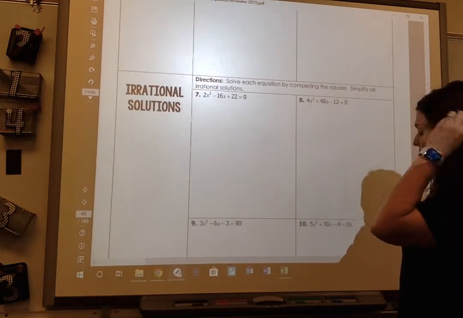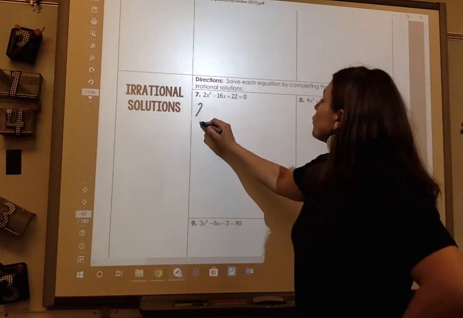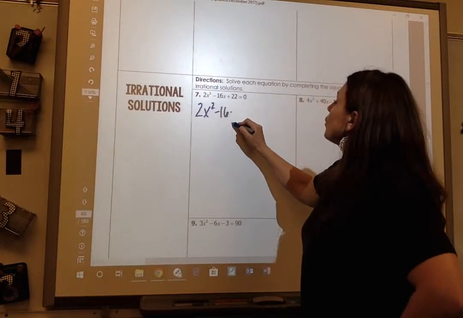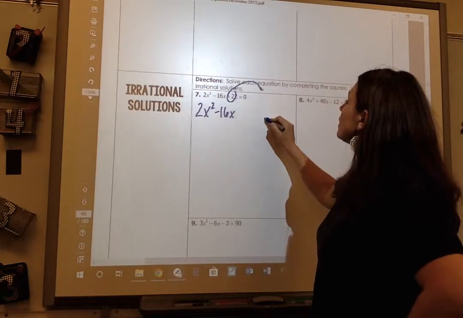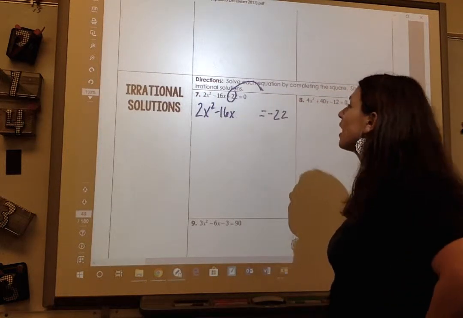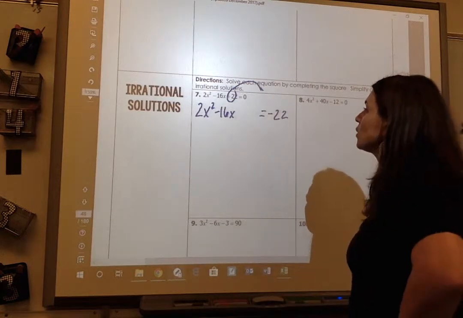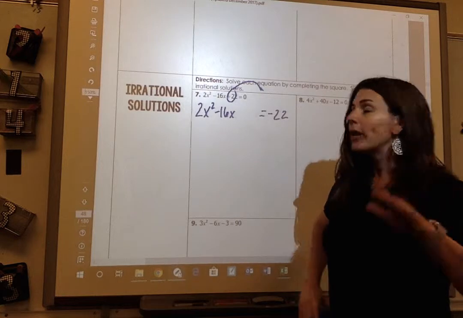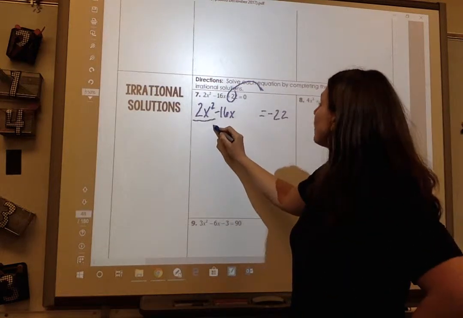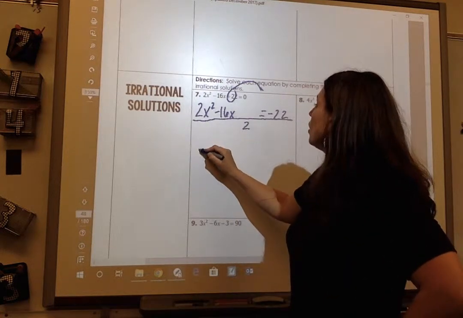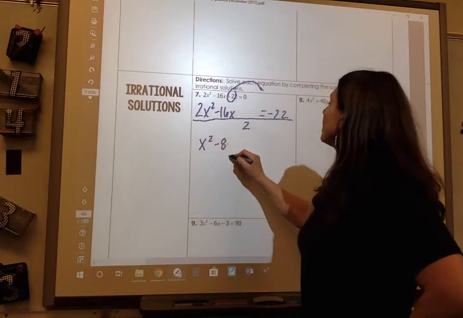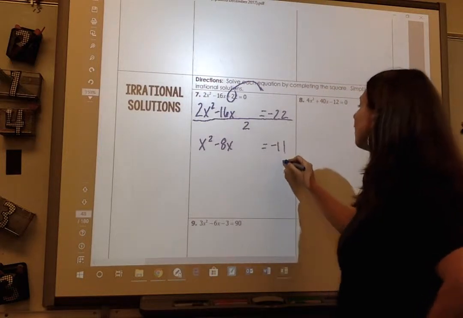So let's take a look at number 7. Again, the quadratic term stays, the linear term stays. I'm getting rid of the constant term and taking it to the other side. So when I subtract 22 on both sides, I get 0 minus 22. All right, I got to get rid of this 2, so I'm going to divide everything by 2, which leaves me with x squared minus 8x equals negative 11.